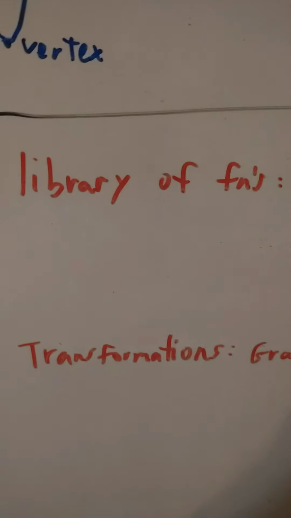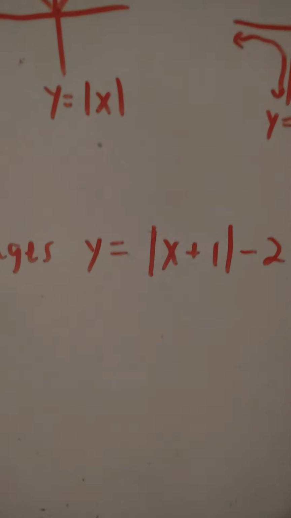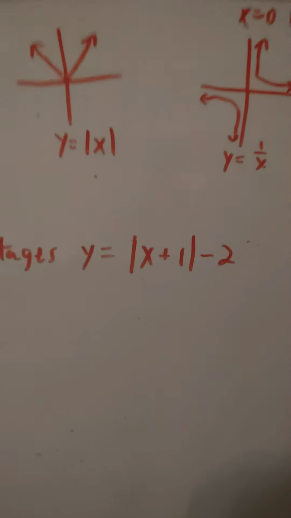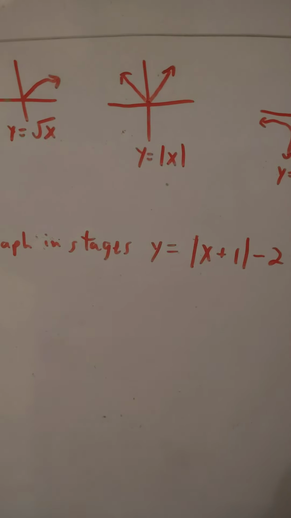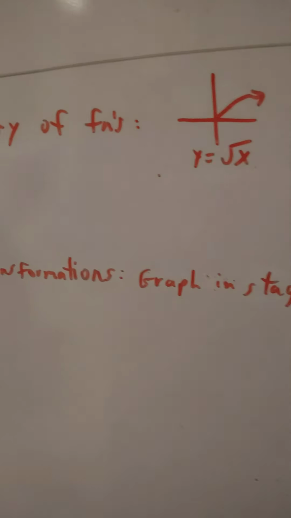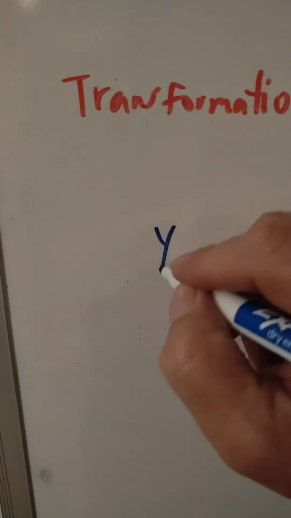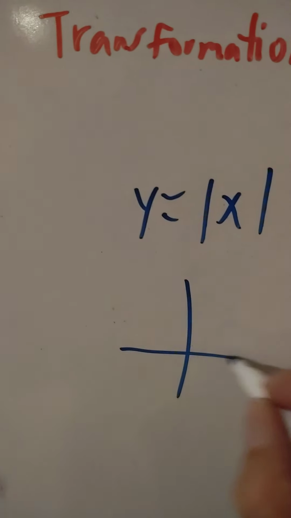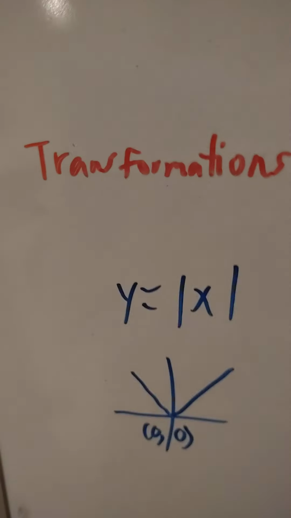Let's try this. Transformations. Graph in stages this function. Okay, so I'll do that right now. Start with the basic graph. So the basic graph, you should be able to tell it looks like this basic function. So I'm going to write y equals the absolute value of x. I like to label each graph, each stage, and that's this graph right there. I'll just label one key point, the vertex there.